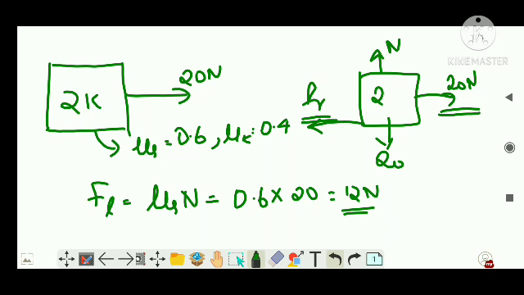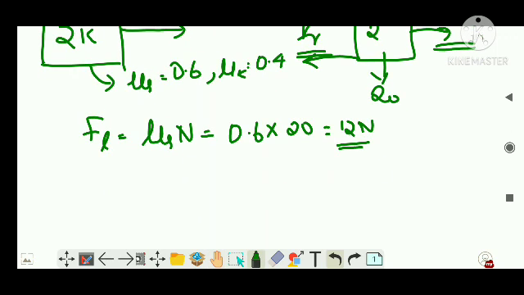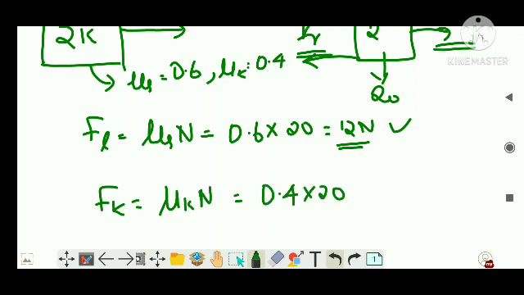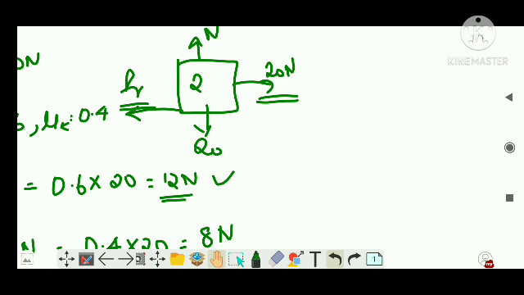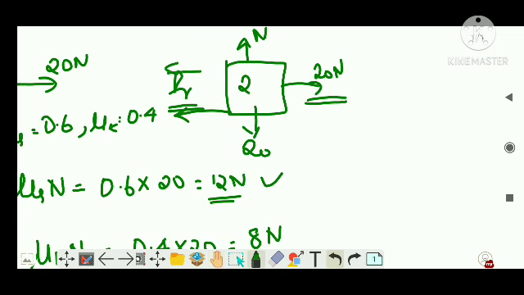That means the friction which is acting now is not limiting friction. We checked whether it will be moving or not, and the friction pulling it in the opposite direction is only 12 newton. So applied force is greater than friction, which means there is a motion. If there is a motion, the friction acting is kinetic friction, which is μk into N, that is 0.4 into 20. That is 8 newton. That means 20 newton in this direction and 8 newton in this direction.